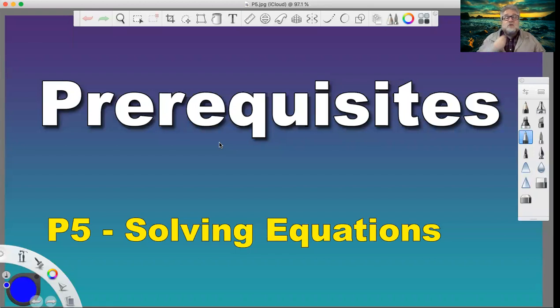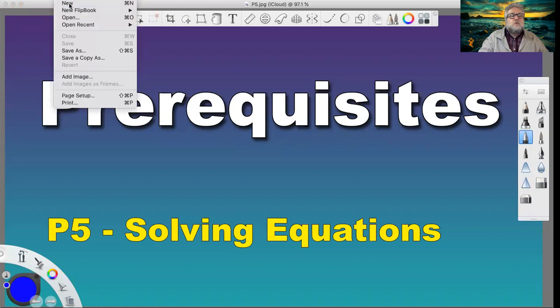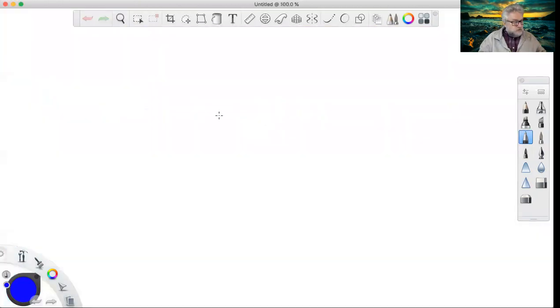Okay, hello again. We are going to do the next unit, which is about solving equations and basically about finding x-intercepts for functions that we want to plot. This is section P5, the prerequisites section. Before we start that, we need to do a little review.